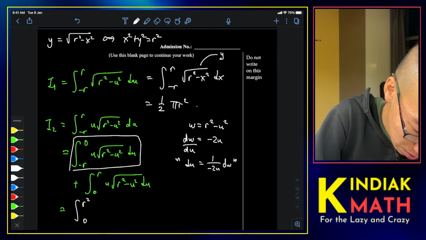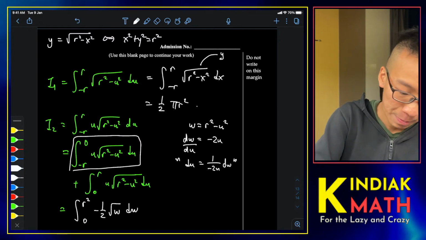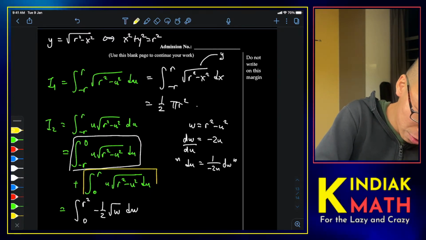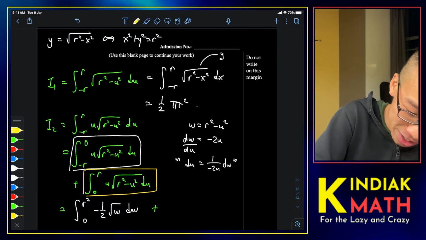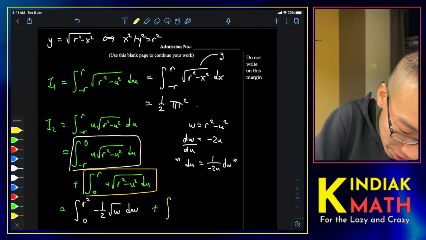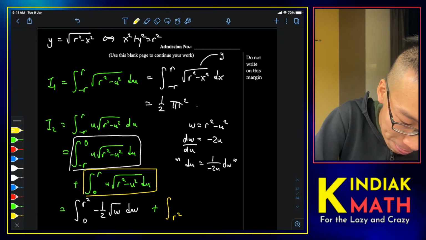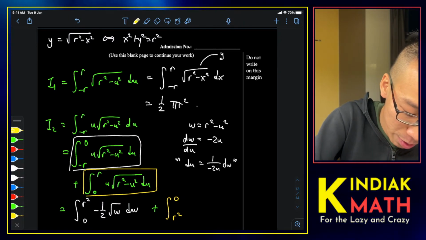Minus half square root of w dw. And this integral, I believe magic would happen here. Yeah, magic is going to happen, because we're going to get r squared here and 0 on the top. And of course, we'll get the same thing.